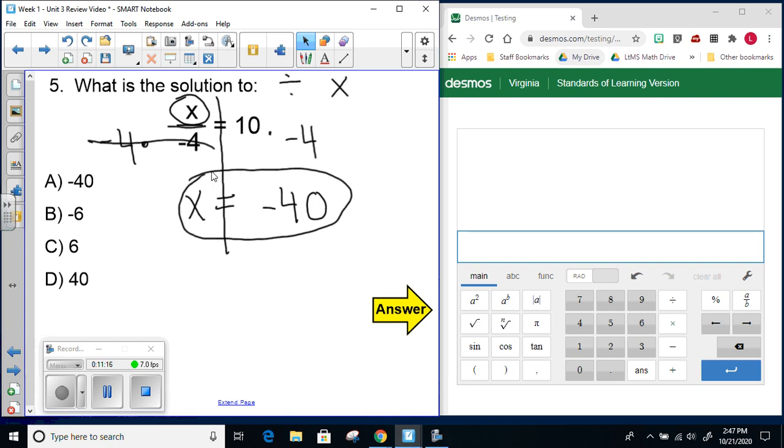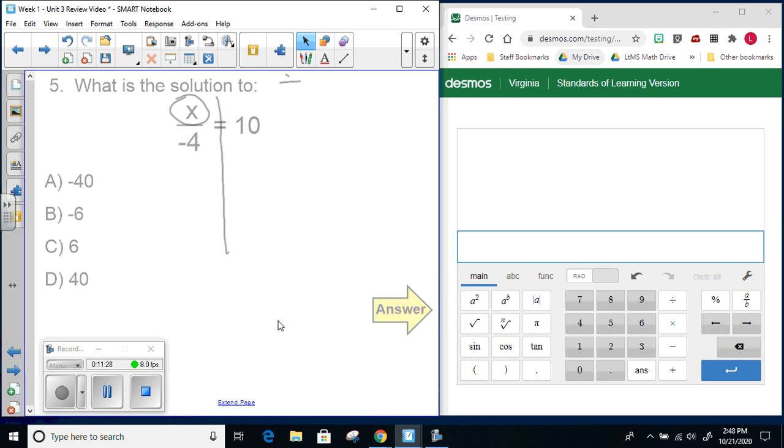Okay, so what if I wanted to check this answer using Desmos? So I'm going to go ahead and circle the a equals -40 since that's what I got when I solved by hand. But what if I wasn't sure? I couldn't remember how to solve for x. You could also use Desmos to do this.